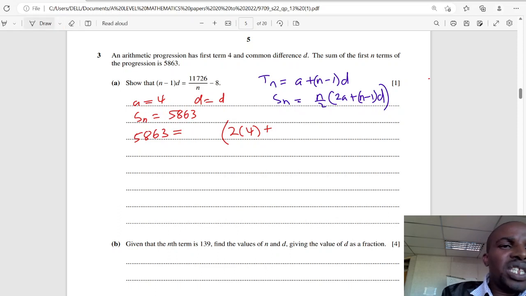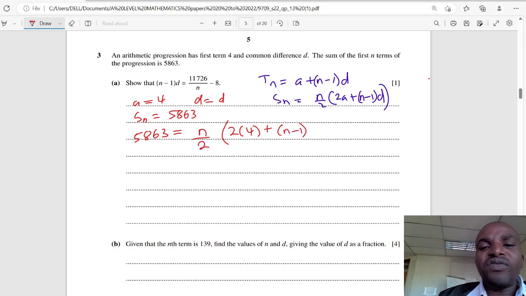So you put n on this part, so it will be n over 2, then 2 times, then n minus 1 times common difference, which is d in this case. Something like this. Then after that, you simplify. You must get to this item.